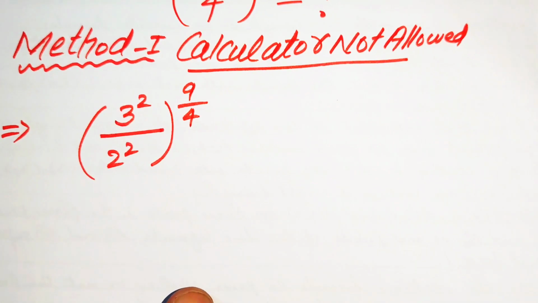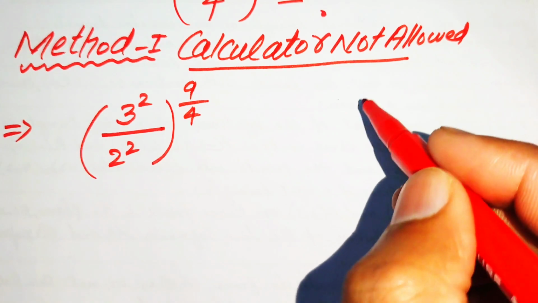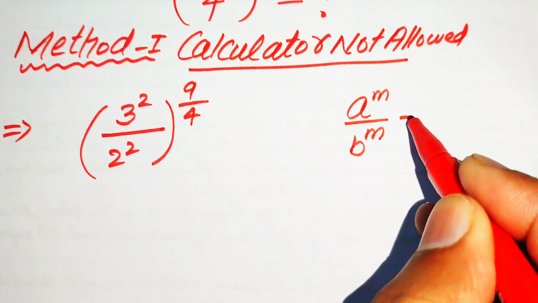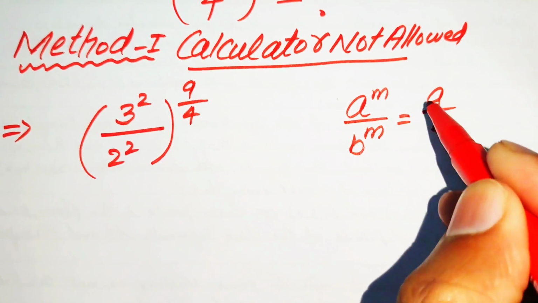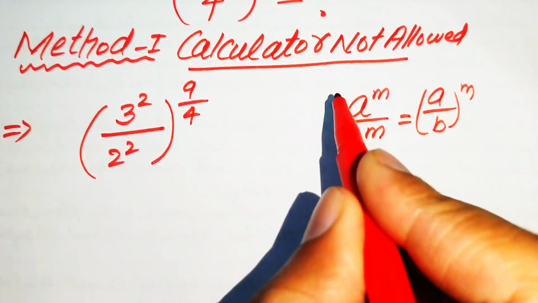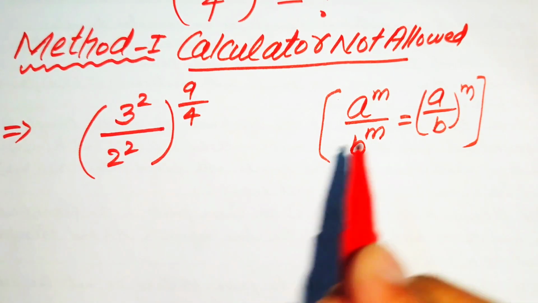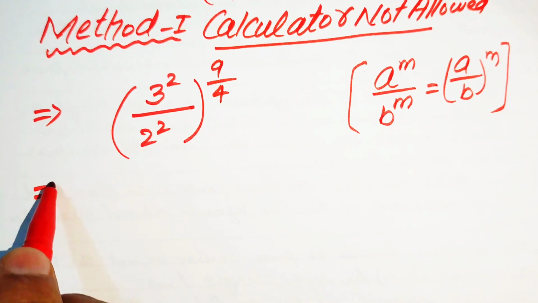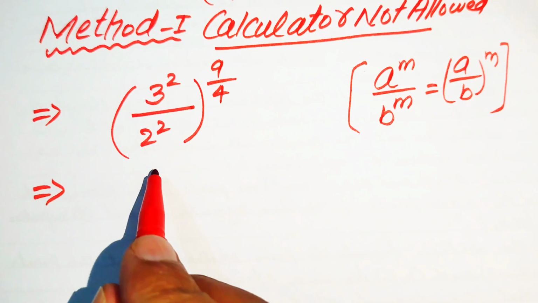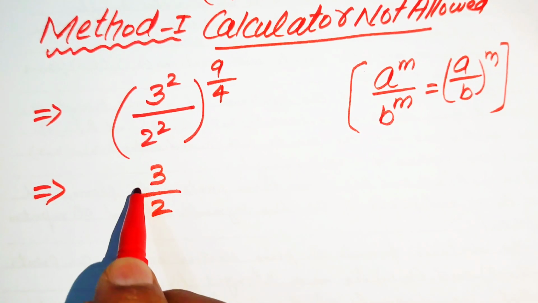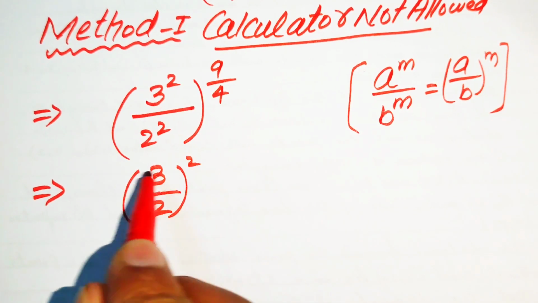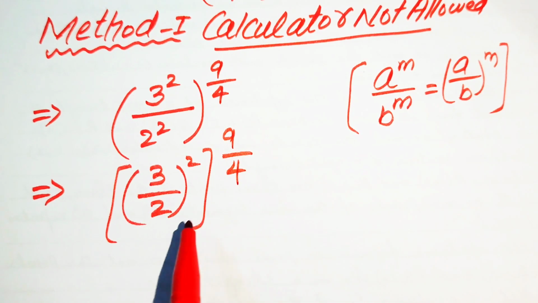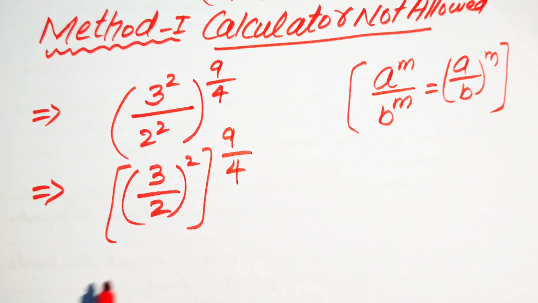Now in the next step, if we have a to the power of m over b to the power of m, then we write it as a over b and its whole power m. So we use this exponential law on the base of this term, combining these two exponents, and it is written as 3 over 2 and its whole square, and its whole exponent is 9 divided by 4.